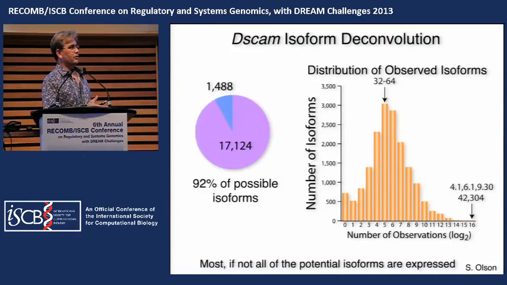There's a huge diversity and dynamic range in which they're expressed. There was one isoform we observed 42,000 times, and many of them we only observed once. So the data so far suggests that most, if not all, of these potential isoforms are expressed. And actually, Dietmar Schmucker's lab recently published a paper where they had a very similar approach and came to essentially the same conclusion. So we think that most, if not all, of these isoforms are actually expressed.